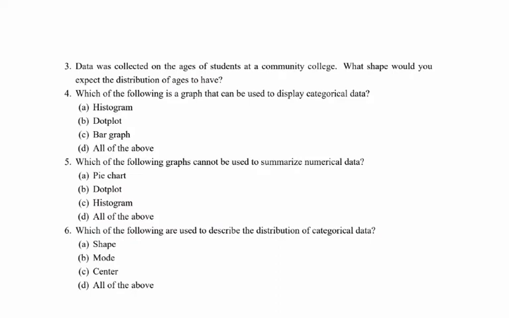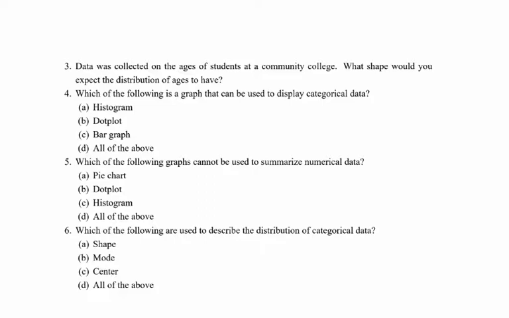All right, the next question. Data was collected on the ages of students at a community college. What shape would you expect the distribution of ages to have? We're talking about a community college, but even at a community college, really any college, the majority of students are going to be younger, probably in their 20s. Early 20s, mid 20s, maybe late 20s, even their 30s.